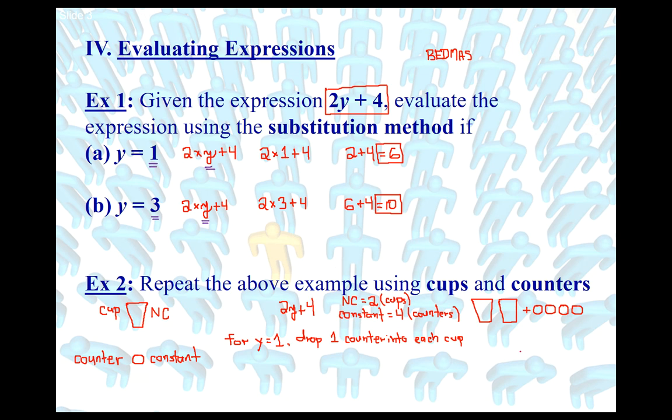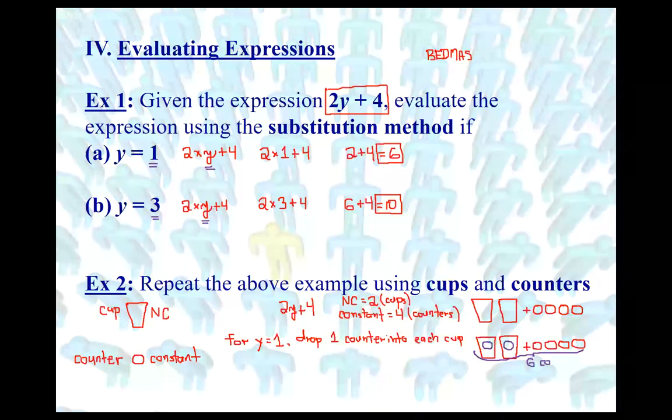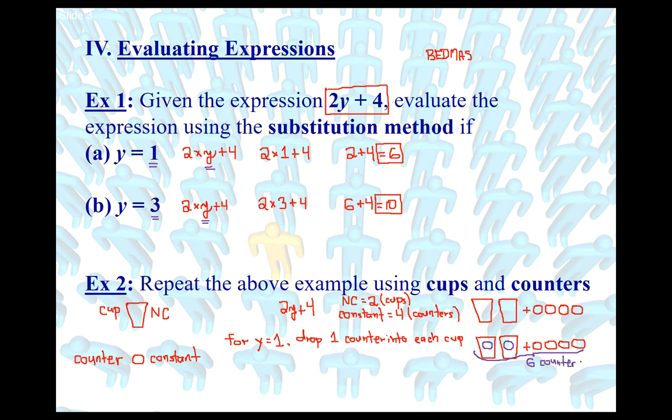Okay, so if we draw this, here's 1 cup, here's a 2nd cup, and we have the 4 counters. So if y equals 1, I'm going to drop 1 counter into each cup. So we'll drop 1 counter into this cup, we'll drop 1 counter into that cup. And then to evaluate the expression, all you need to do is count the total number of counters, including the counters in the cup. So if we look right here, how many total counters do we have? Well, we have 1 in the cup, 1 in the 2nd cup, and we have 4 other ones. So we have 6 total counters. And just note, that's the same thing as the answer here. We just did a different method. We just did it visually.